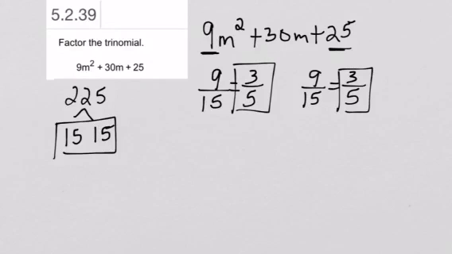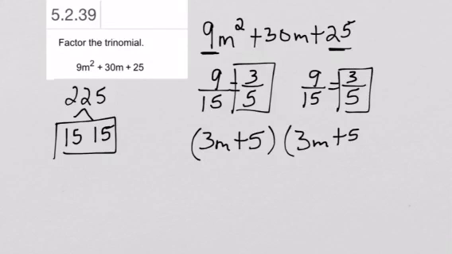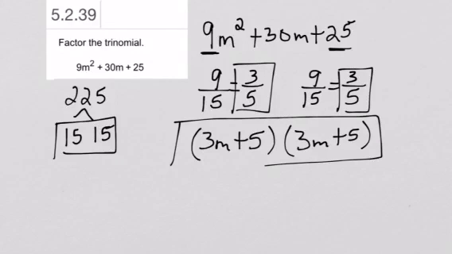Once you have your two reduced fractions, the top number is the coefficient for your first term in your binomial. The bottom number is the coefficient for your second term in your binomial. So this first factor just becomes 3m plus 5. And the second one is obviously the same thing, 3m plus 5. And there's my two factors. Alright, let's try one more of those.